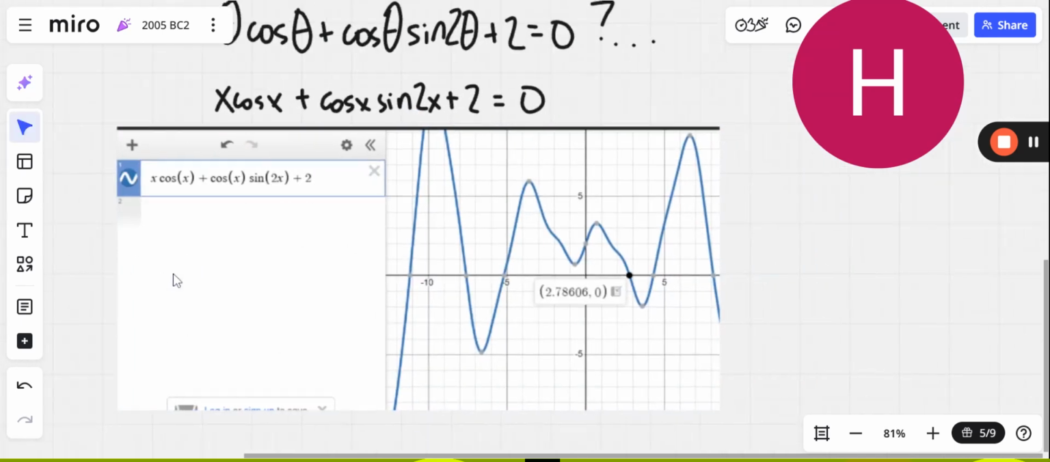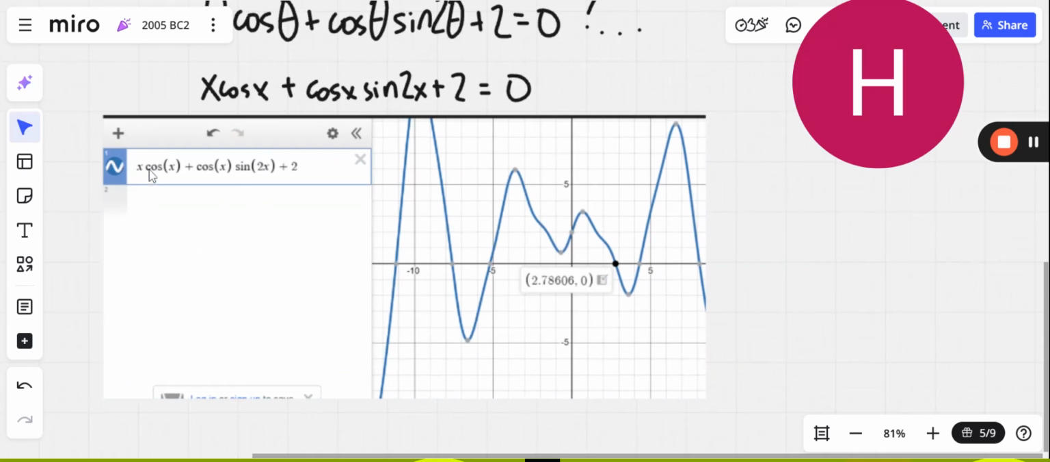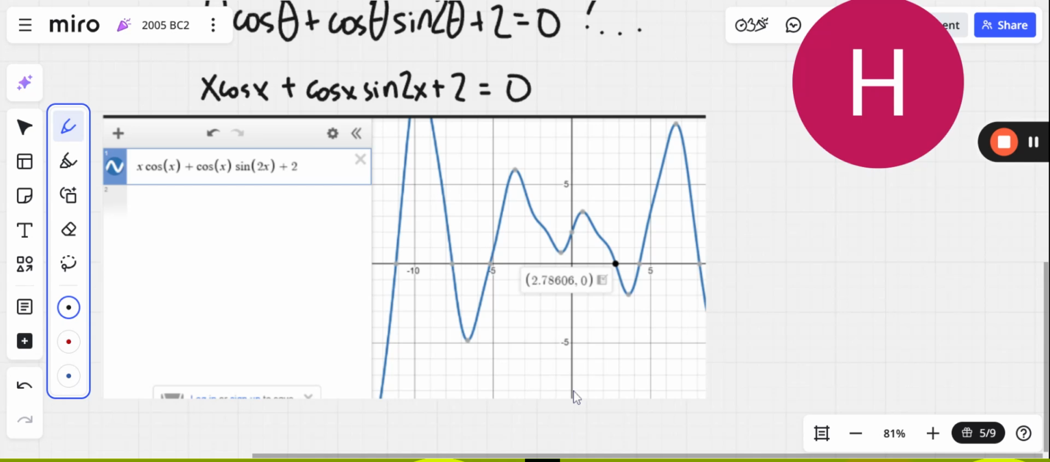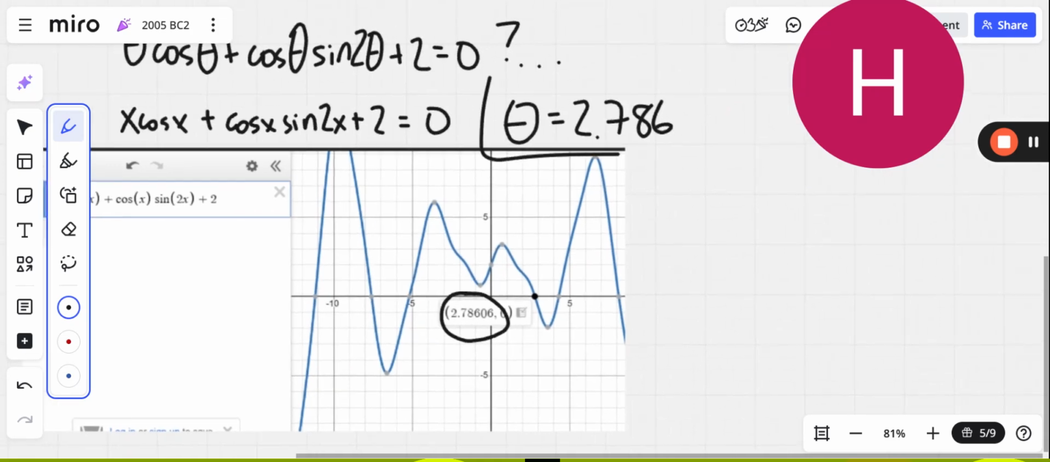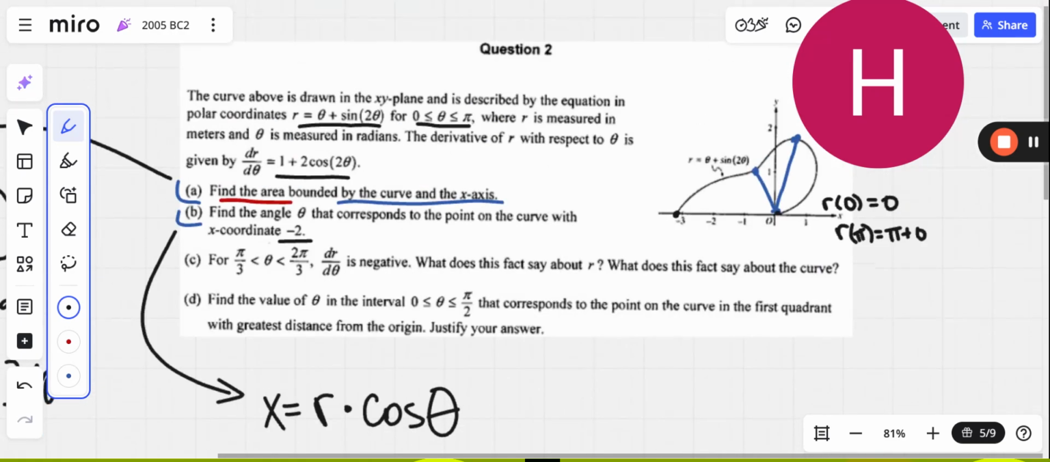Pretty crazy. So see what I did on Desmos is I literally just typed in the expression and I found where it equals 0. So that's our value. So theta is equal to 2.786. This is in radians, of course. That's the angle where the x-coordinate is exactly -2. And it seems to be reasonable, right?